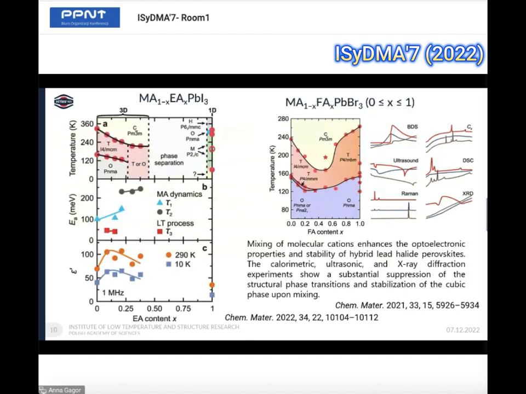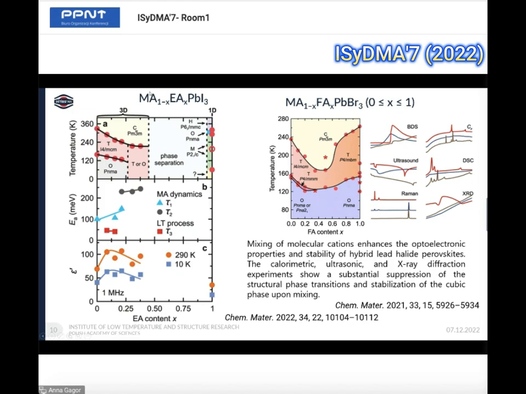So we can also mix some different amines on this A position, just to obtain better properties than the pure methylamine has, as pure methylamine is not stable, unfortunately, under the normal conditions, does not like humidity, and has a phase transition in the working condition of the cell.